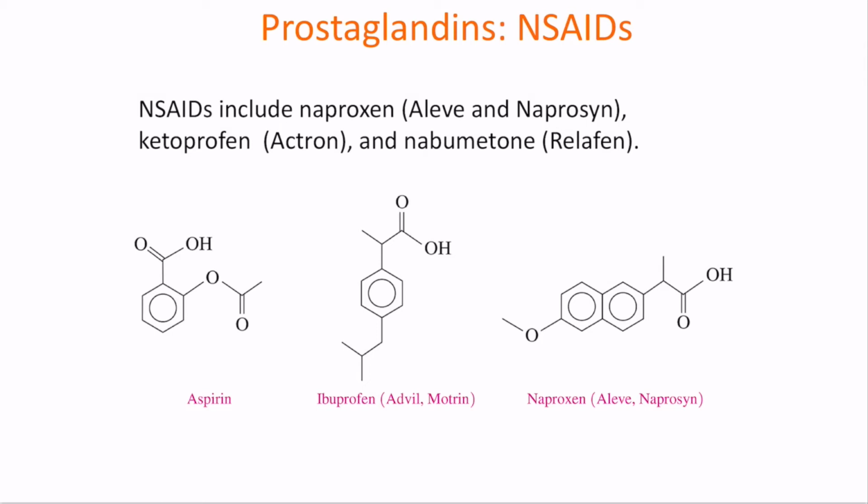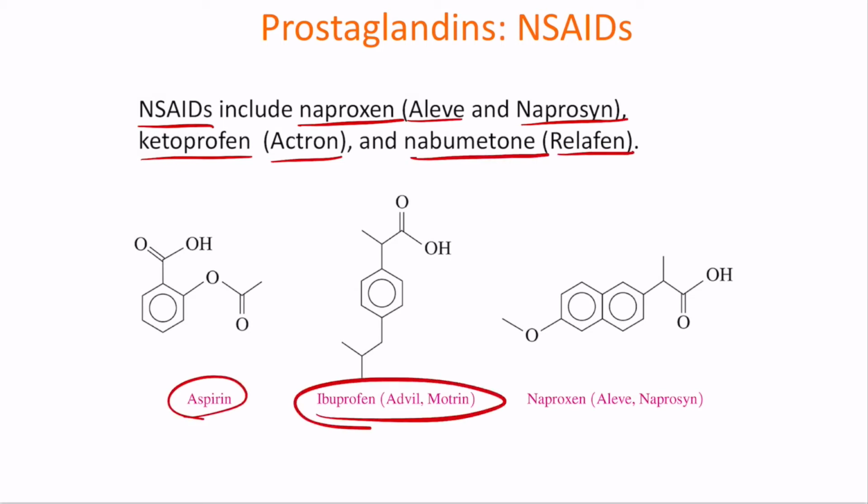Now, NSAIDs include naproxen, whose common name is Aleve. You have ketoprofen, which is Actron, and nabumetone, which is Relafen. You have aspirin, ibuprofen, and naproxen. These are the common compounds that you generally see.